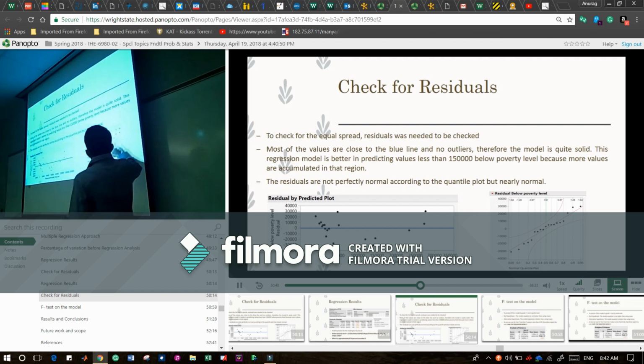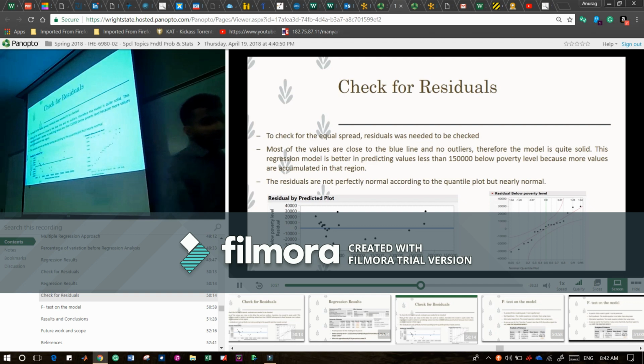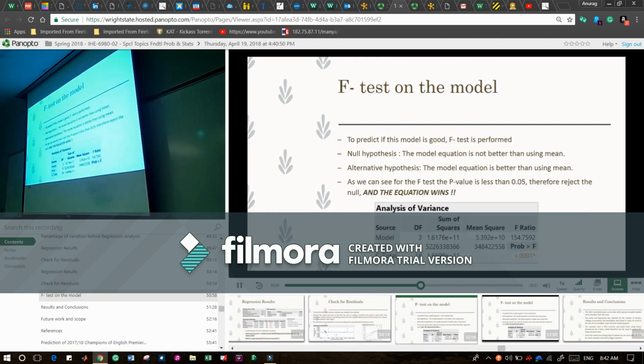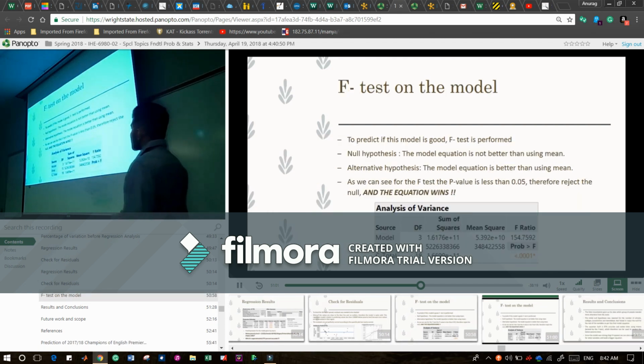The residuals were plotted, which is not exactly normal, but it's kind of like a normal plot. There are some outliers here and there, but I think it's all right. So in order to check the equation, I performed an F test on the model.